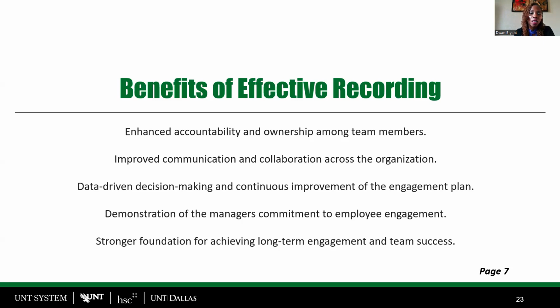Then you want to think about data-driven decision-making and continuous improvement for the engagement plan. Think about your own commitment to employee engagement. Last but not least, it really helps with achieving long-term engagement and team success. So you want to make sure you record your engagement action plan into the Gallup Access portal.